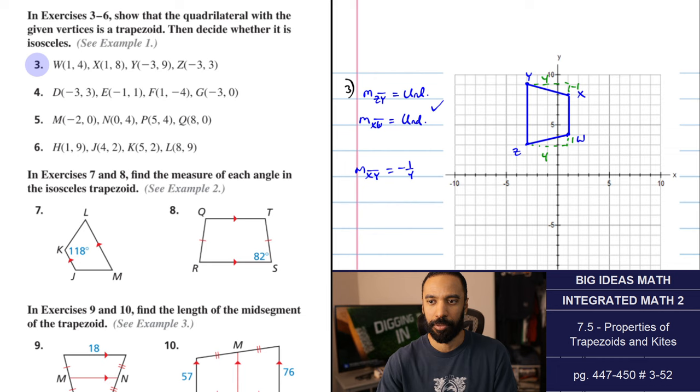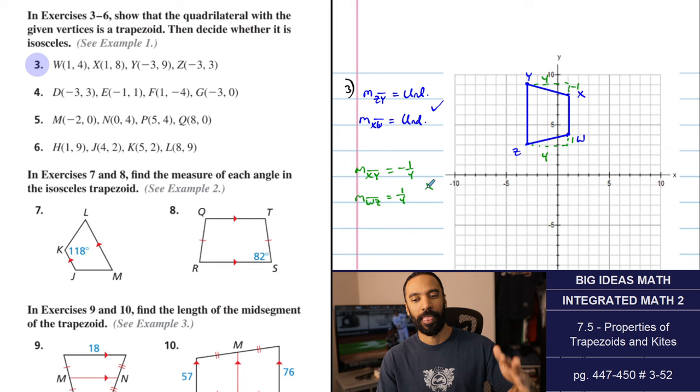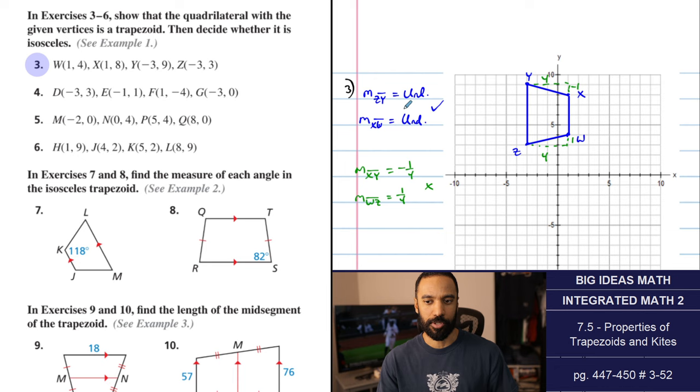Let me do that in green. And then the slope of WZ is +1/4. So different slopes. I don't want to just check it, I want to X it, but in a good way. The slopes are different, which makes it not a parallelogram. We know it's a trapezoid with a set of parallel slopes and then a set of non-parallel slopes.